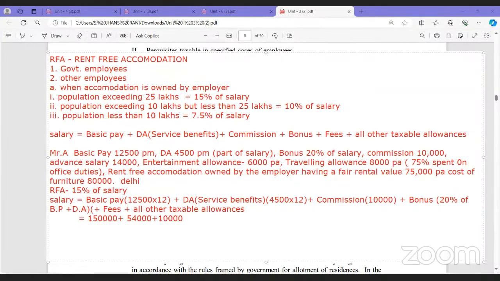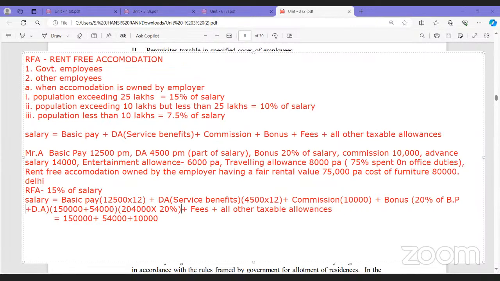So what is the basic pay? I have 1,50,000 plus DA is 54,000. It comes to 2,04,000. On this 20% I have to calculate. Is it clear? Any doubt till here with regard to bonus? Now 20% of 2,04,000 comes to 40,800.